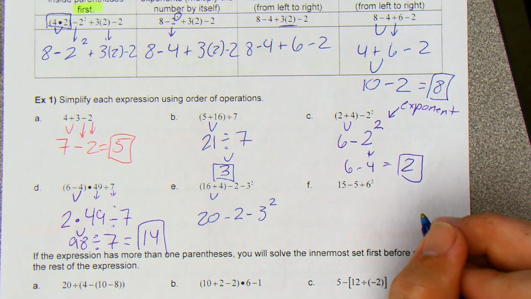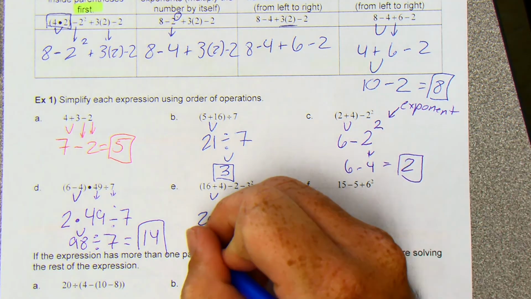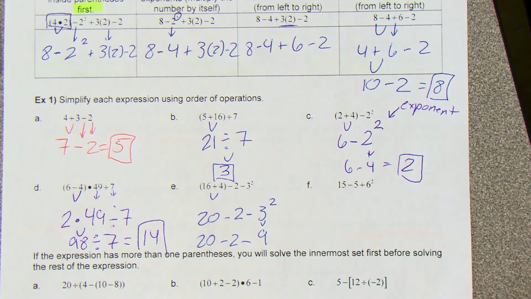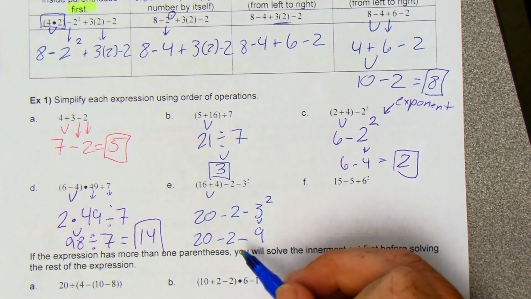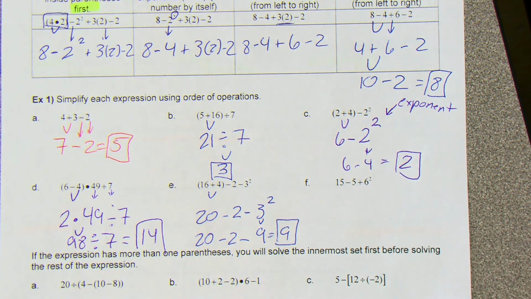Now, do I have any exponents? I do. I have 3 squared, which is 9. So now I have 20 minus 2 minus 9, and all I can do is solve that now. 20 minus 2 is 18. 18 minus 9 is 9. So our final answer for that is 9.